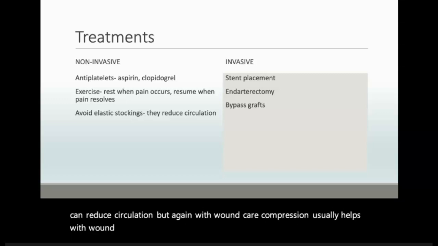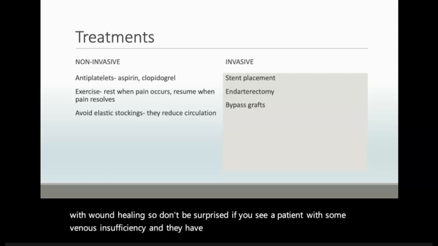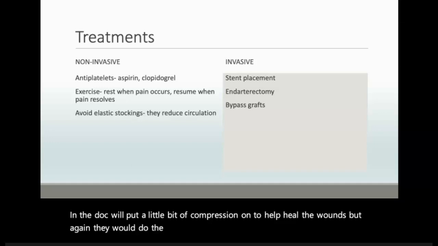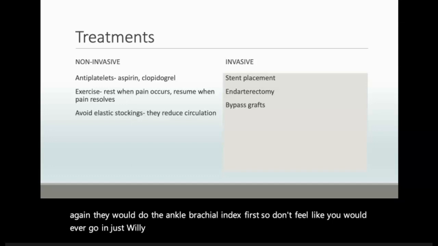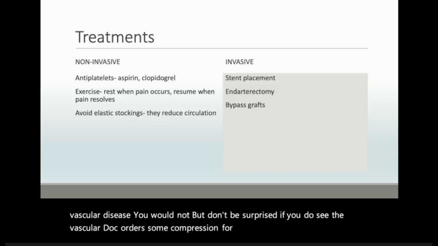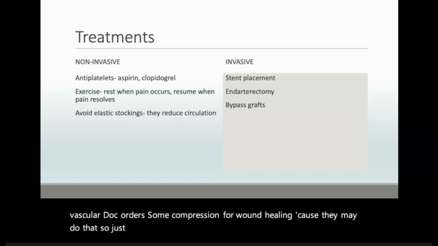So don't be surprised if you see a patient with some venous insufficiency and they have a wound, and the doc will put a little bit of compression on to help heal the wounds. But again, they would do the ankle brachial index first. So don't feel like you would ever go and just willy-nilly put compression on a patient with peripheral vascular disease. You would not. But don't be surprised if you do see the vascular doc orders some compression for wound healing, because they may do that. So just be conscious of that.